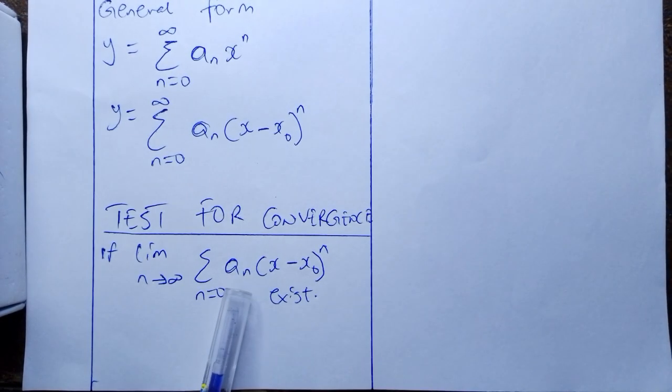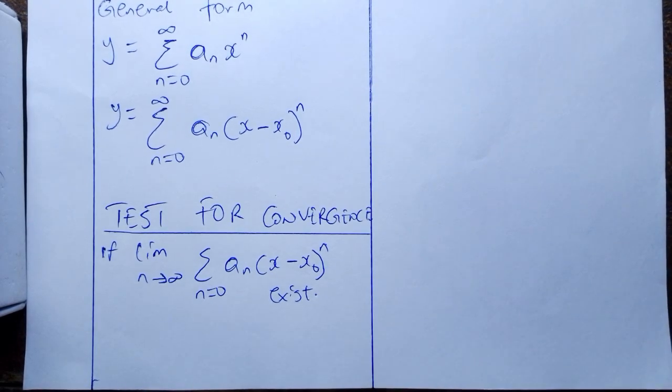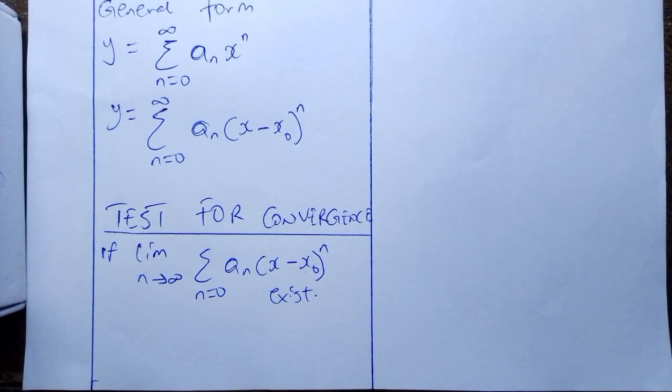Because this is a power series, I just explained it earlier. Look at it here, this is the general form of a power series. So what this means is that a power series is said to converge if its limit exists. So that's what this equation means. Jot it down: a power series is said to converge if its limit exists.